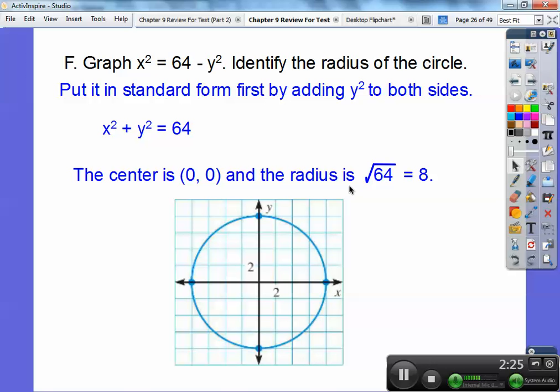And so there's the graph right there, and these little squares are going by 2. So if the center is right there at (0, 0), then just go up 8, go to the right 8, go down 8, and go to the left 8. And then that would be your circle. That's your boundary for your circle right there.